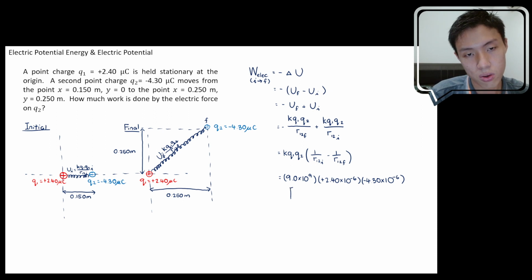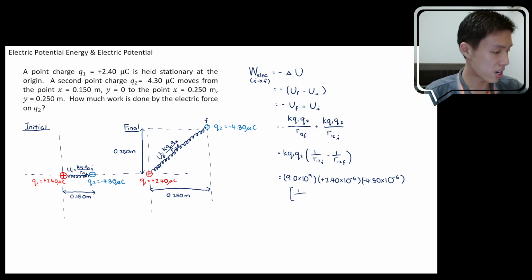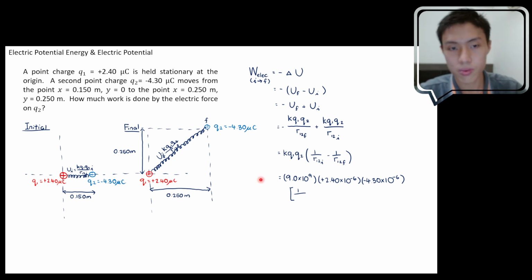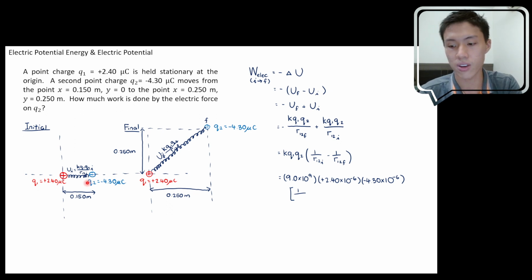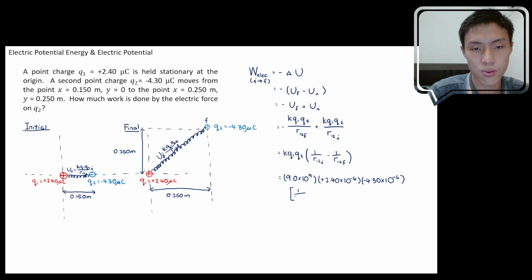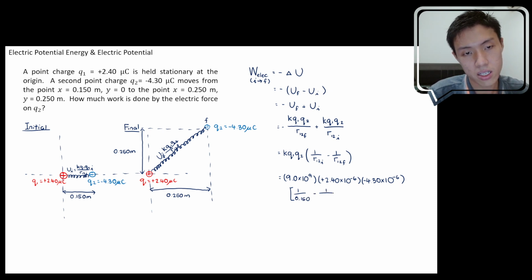Then we continue with 1 over R12 initial. R12 initial is this distance over here. So this distance over here is R12 initial, and the value is 0.150 minus 1 over R12 final. R12 final is this distance over here.